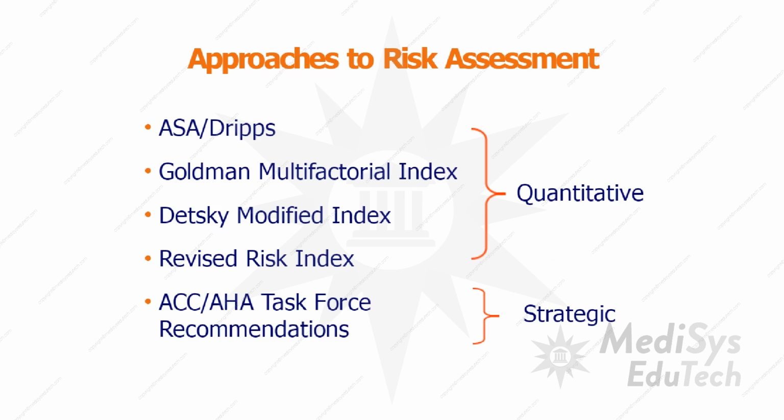Next, how do you assess the risk in a patient undergoing non-cardiac surgery? There are various approaches to assess. One is the ASA criteria or DRIPS criteria, Goldman multifactorial index, Detsky modified index, and revised risk index. These are quantitative assessments, and the other one is strategic, that is the ACC or AHA task force recommendation. Commonly we use this revised risk index in our hospital. Next.